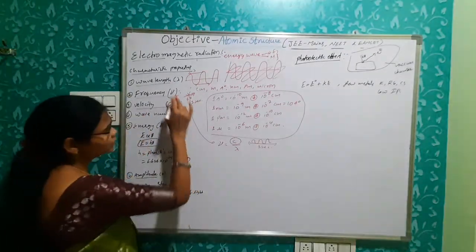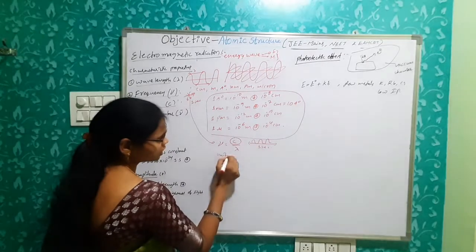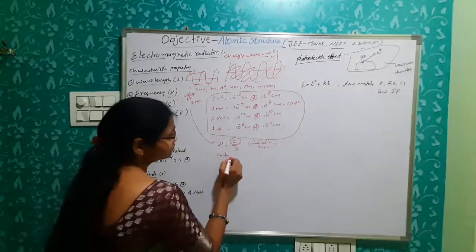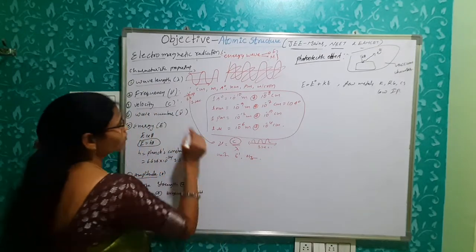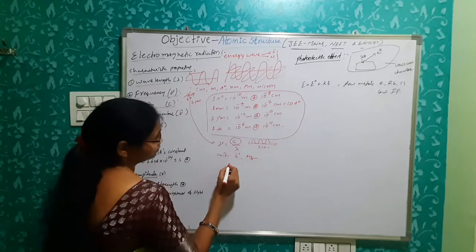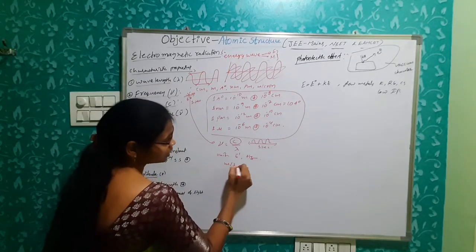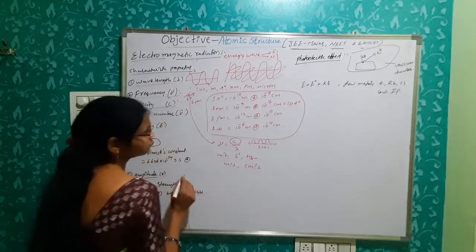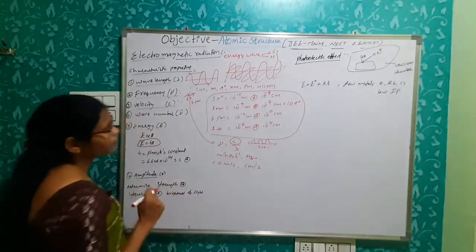Okay. Units for frequency. Units for frequency, what? Second inverse. Second inverse or hertz. Next, velocity units. Distance travelled by wave, simply meters per second or centimeters per second. Okay. So these are frequency units.